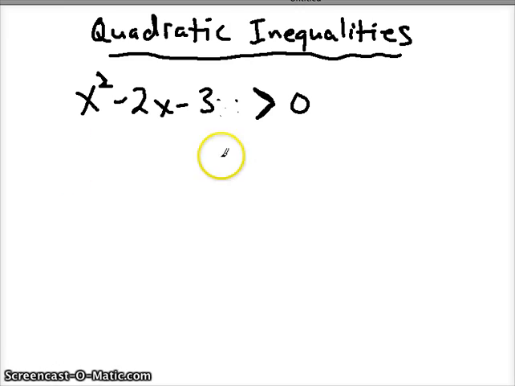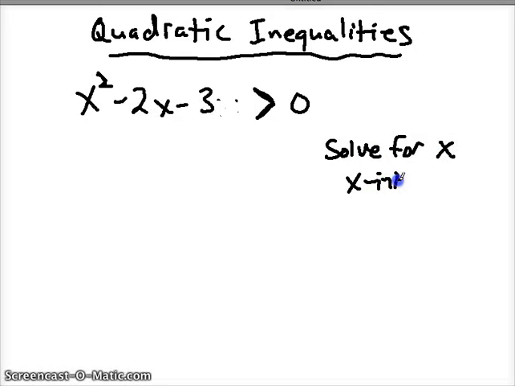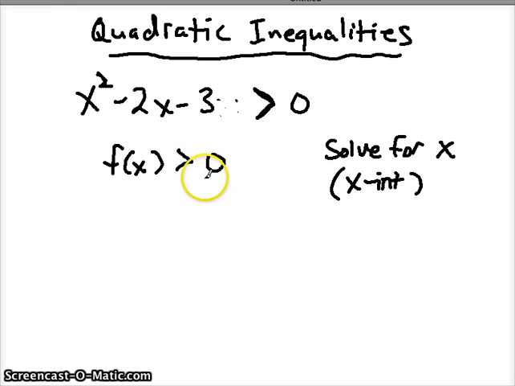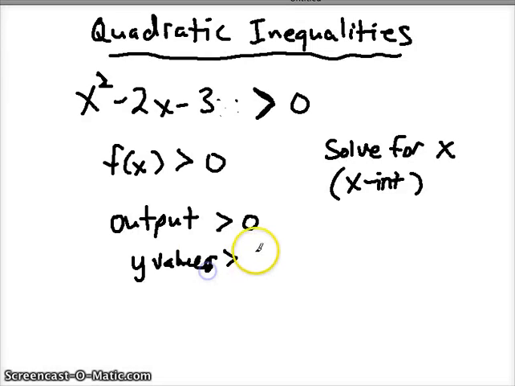Well, the first thing you want to do with quadratic inequalities is solve for x. You're going to find the x-intercepts. Where does the graph cross the x-axis? And then you're only going to focus on the domain values, the possible x values, when your y values are greater than 0. Remember that if this is our function, this is saying where f of x, the function, is greater than 0, which is saying where your output is greater than 0, which, remember, are our y values. So where are our y values greater than 0?